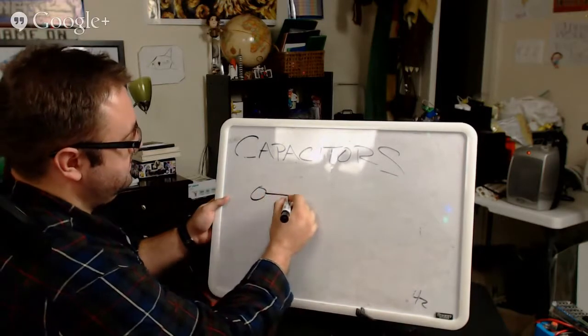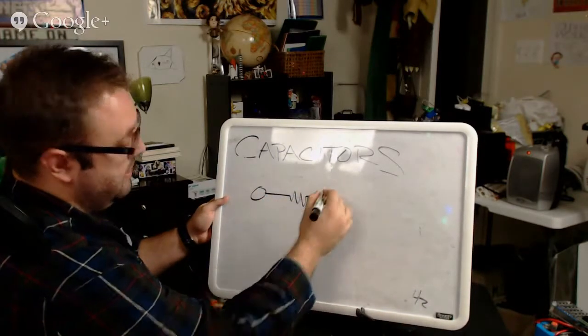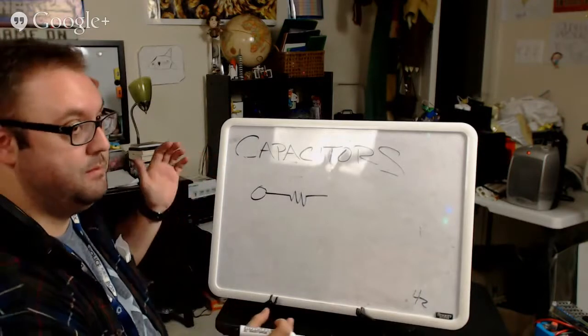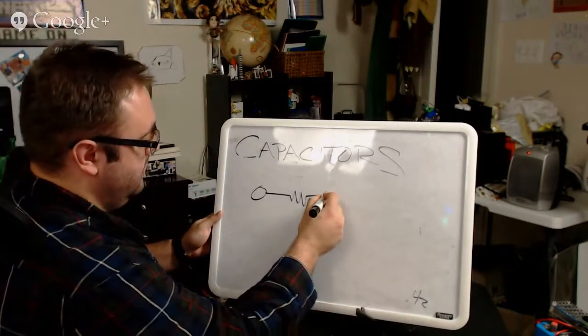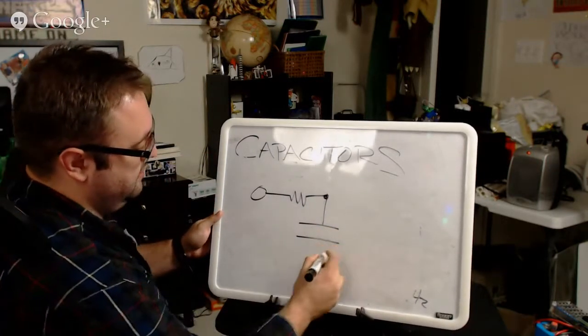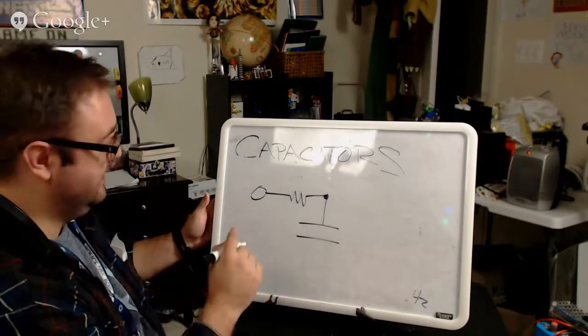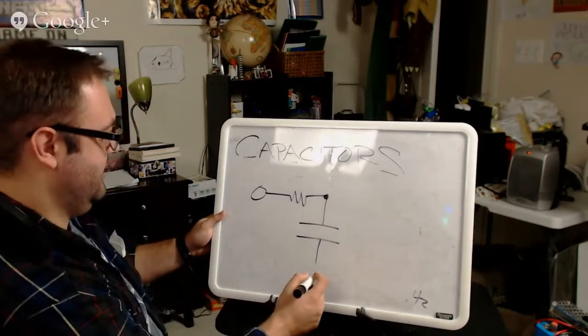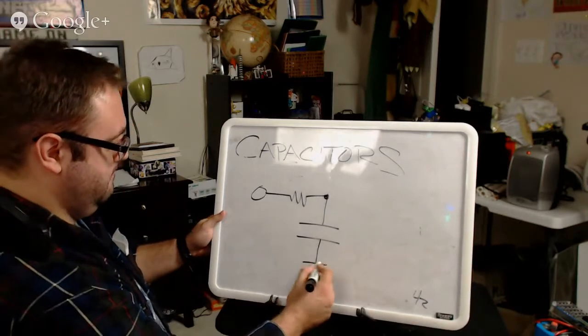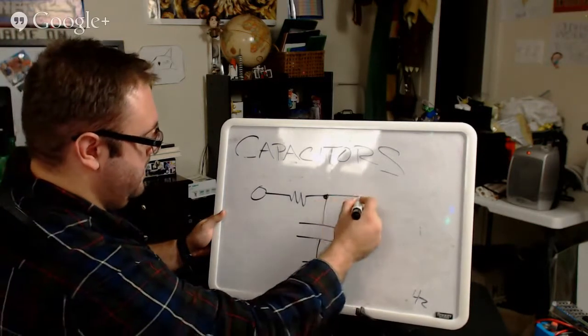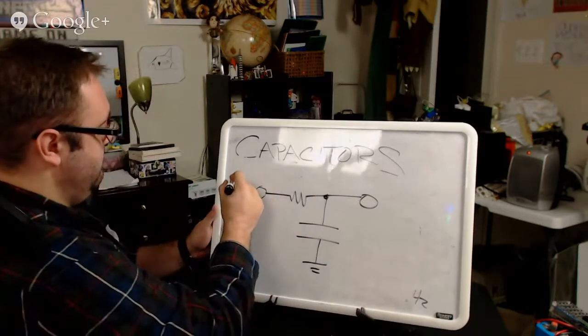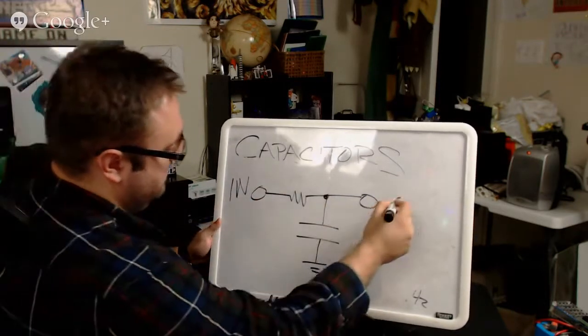Sometimes you want to filter out anything above or below a certain frequency. This is the simplest version. They call this single pole, single zero. I'm not an EE kind of guy, but this is your input and this is your output.